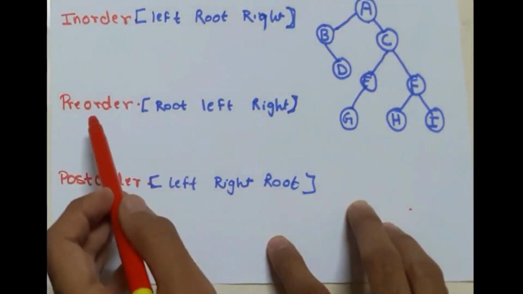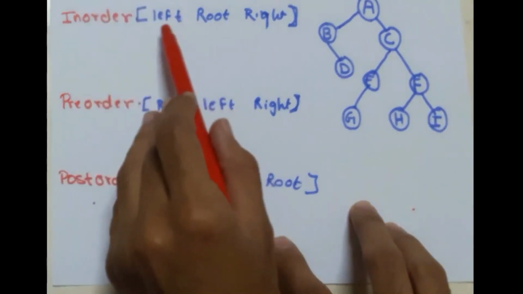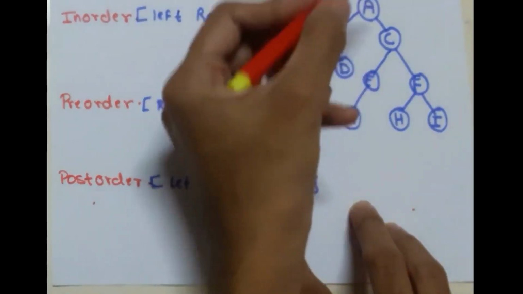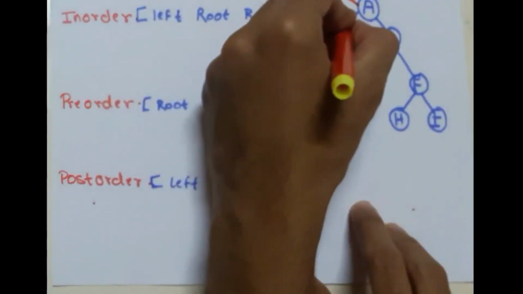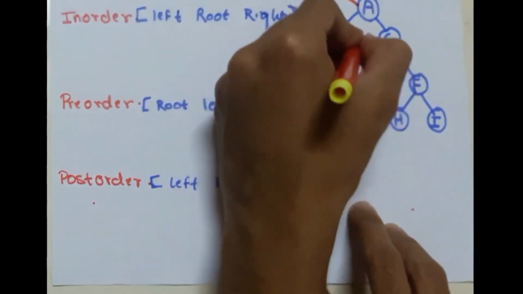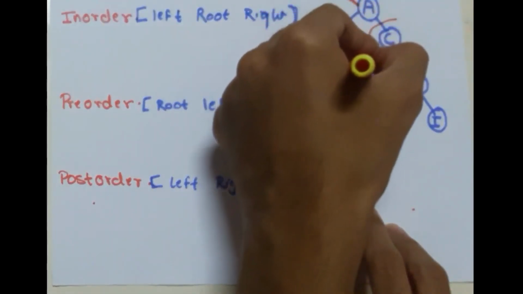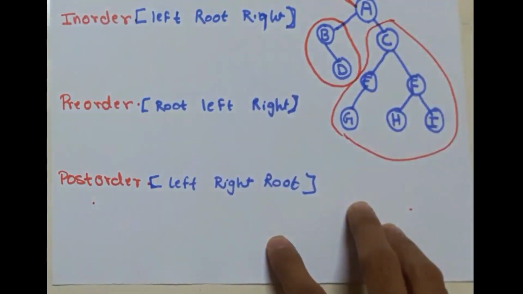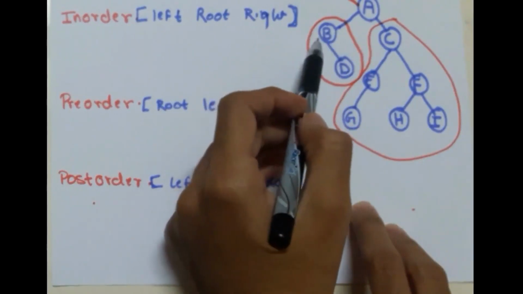Now we'll see the in-order, pre-order and post-order traversal for this example. Okay. So in-order traversal, first we have to traverse the left subtree, then root, then right. Here A is the root node, and this is the left subtree for A and this is the right subtree for A, isn't it? So first we'll go into the left part of A. The left part of A consists of B and D. So here B is the root node for D.